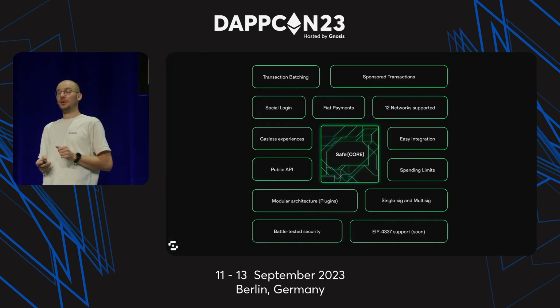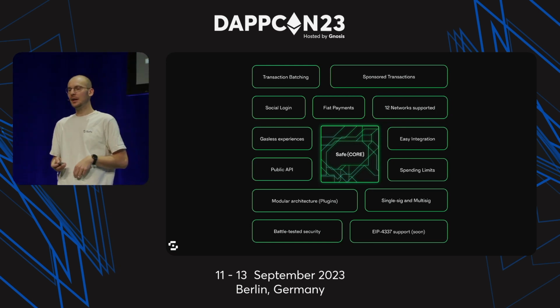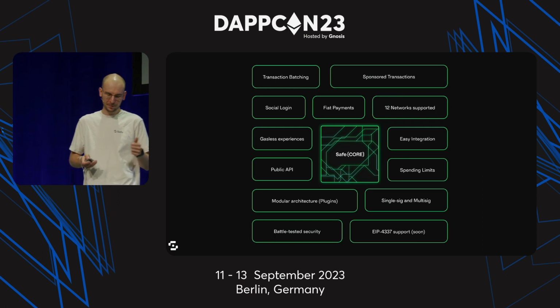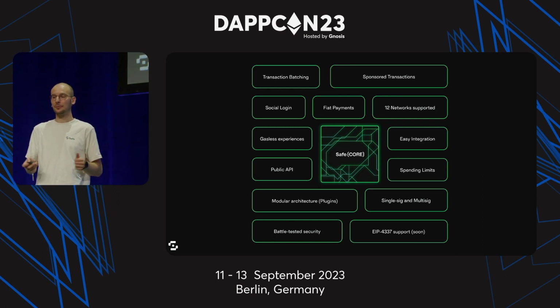So yes, there was a slide with the iceberg. We actually want to establish Safe Core Protocol at the center of it, and then find a way via registries to make it discoverable and basically reusable.